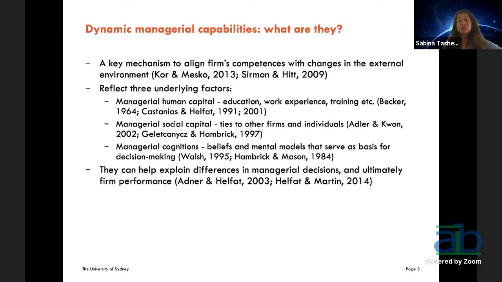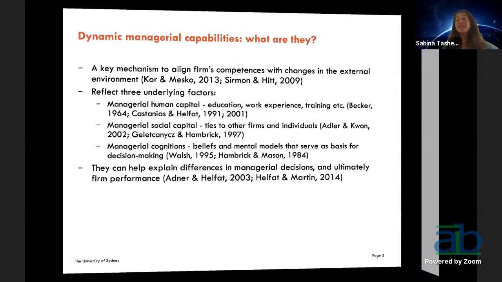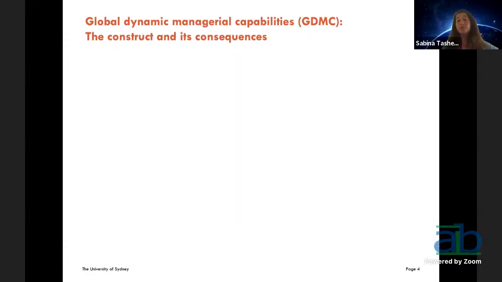So these three sources of dynamic managerial capabilities actually help explain differences in managerial decisions, which ultimately influence firm performance. In this particular paper, we propose a novel construct. We extend the construct of dynamic managerial capabilities to IB, and we argue that global dynamic managerial capabilities is a useful concept to understand decision-making in an international environment.